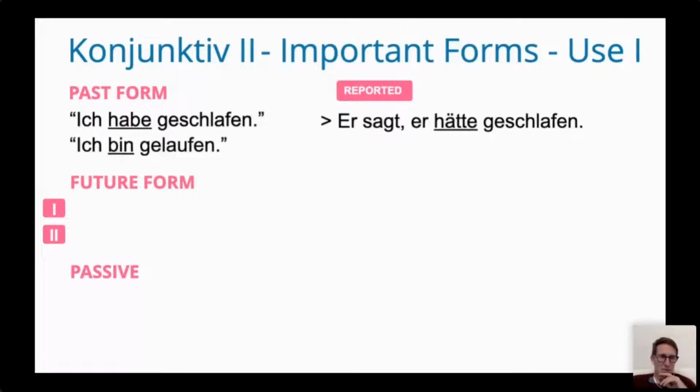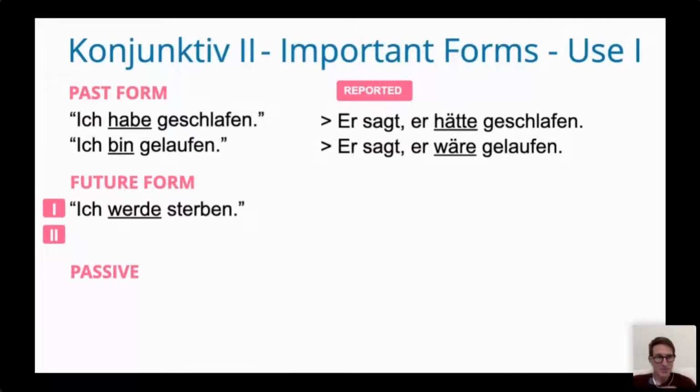And in the past, we have also the bin form, ich bin gelaufen. Sagt, wäre gelaufen. He said he was running. Yeah. Again, the translation doesn't really help. Literal translation would be, he said he would have been running, something like that. Wäre is would have been. Yeah. This is B2, and this is something you can use nicely.